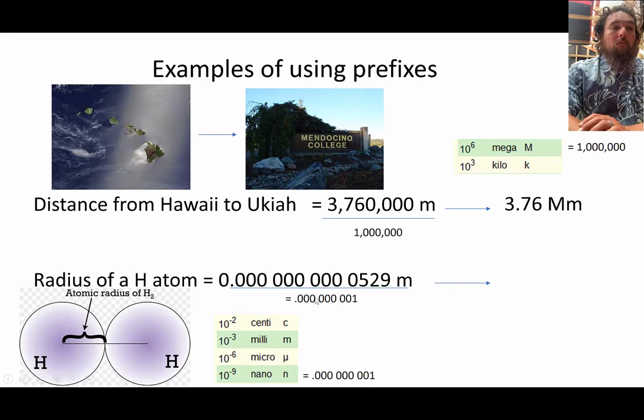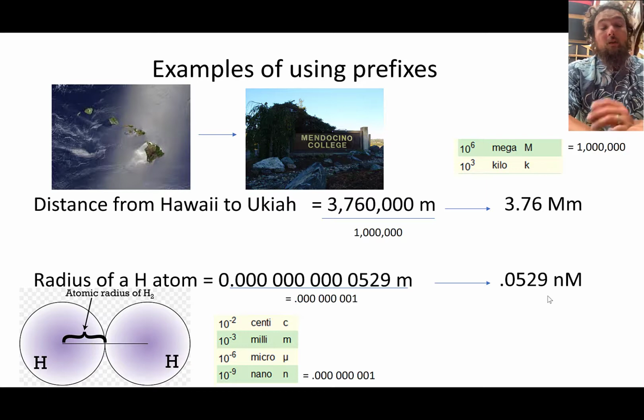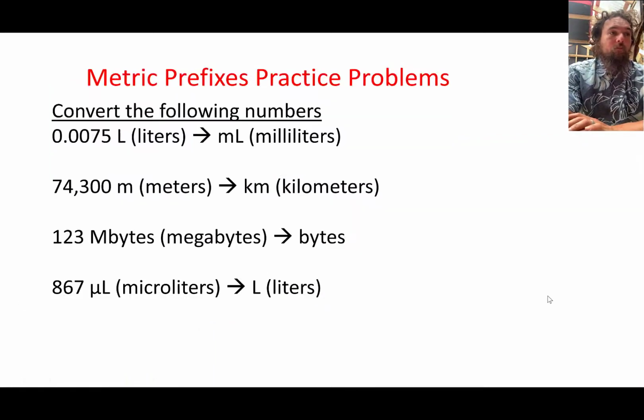To figure out how many nanometers the radius of an atom is, we would divide this number by 0.000000001, and that would give us a value of 0.0529 nanometers. So you tell me, would you rather say 0.0529 nanometers or 0.0000000000529 meters? I prefer the nanometer. Maybe you guys just really like zeros and want to use that.